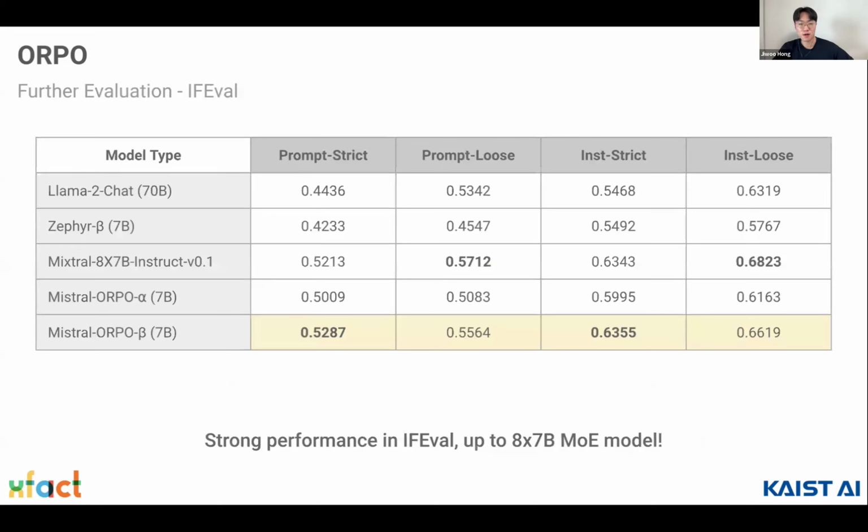So there are some other additional evaluations. There is a benchmark called IFEval, kind of asking really strict questions, like write your essay within 400 words, or do not use commas while generating the responses, those kind of prompts. So as you can see, the Mistral ORPO beta is achieving pretty comparable and competitive results in comparison to the MOE version of the Mistral, the 8x7B. So this was really another interesting result that we found during the ORPO project.